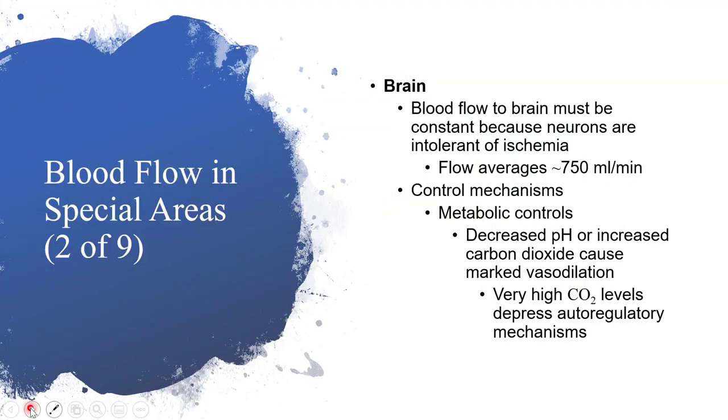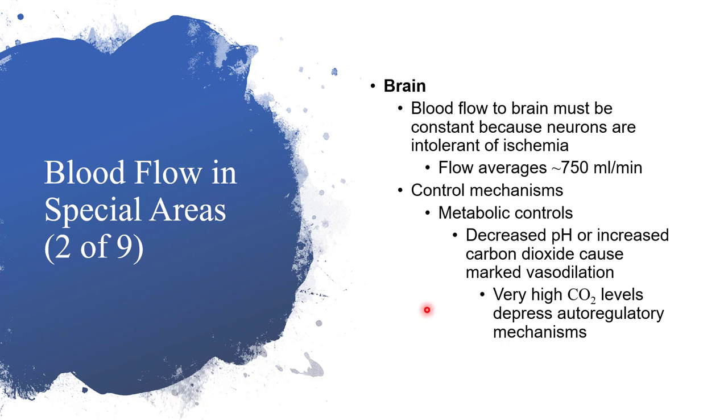What about the brain? Well, the blood flow to the brain must be constant because our neurons are very intolerant to ischemia. Flow averages about 750 ml per minute, and even during exercise, where everything is almost shunted into the skeletal muscles and into the heart, there should not be a decrease in blood flow to the brain. So it remains at 750 ml per minute.